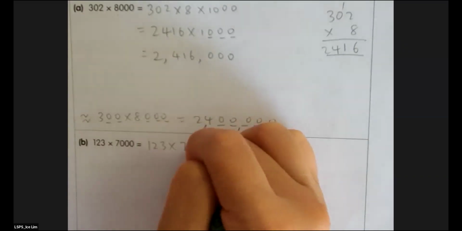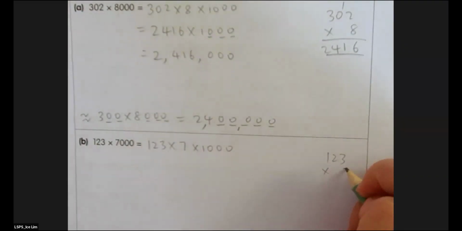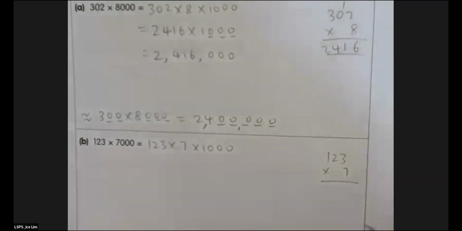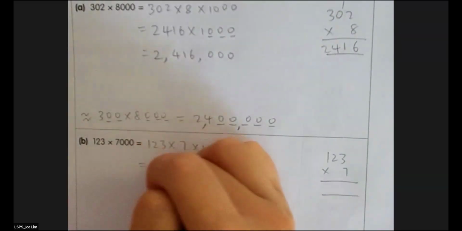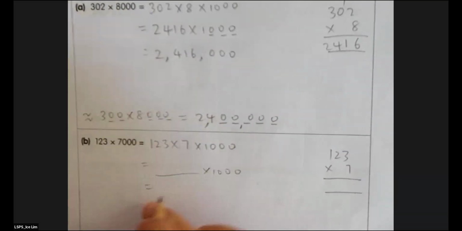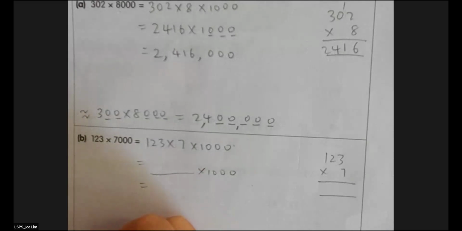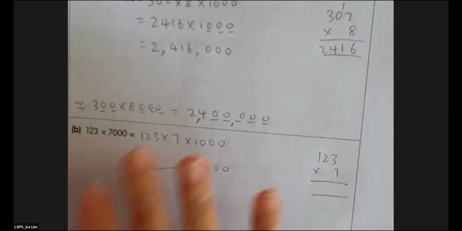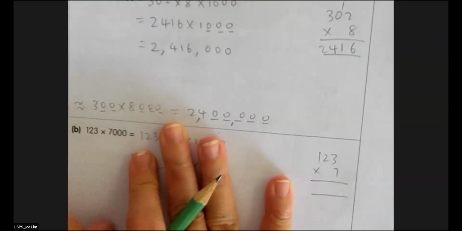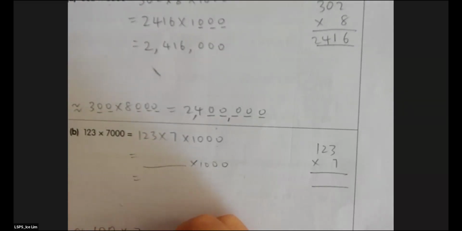123 times 7 followed by 1 times 1,000. So I do 123 times 7 first. Then we get an answer. The answer times 1,000. So I will have the answer, then put 3 zeros in there. The estimation will be about 100 times 7,000. I'll just run down, so that I'm familiar with the place then.